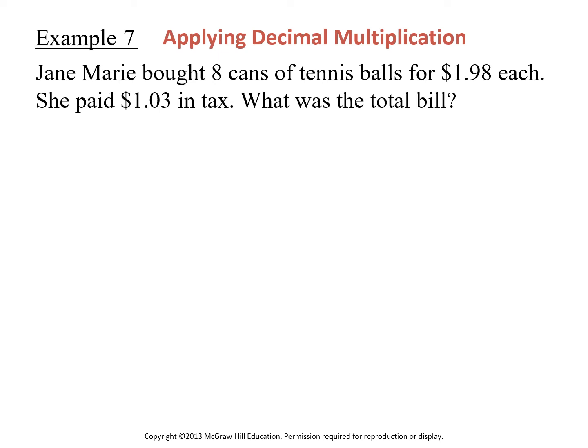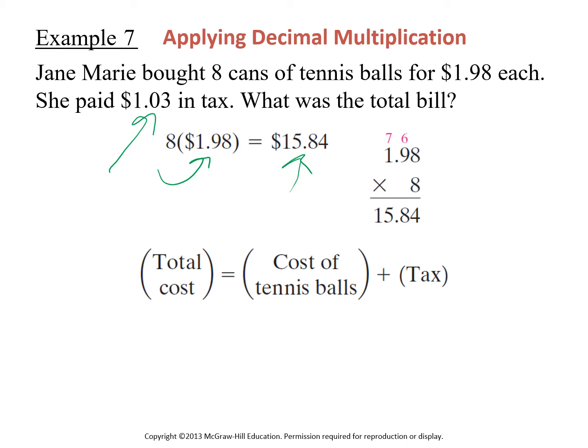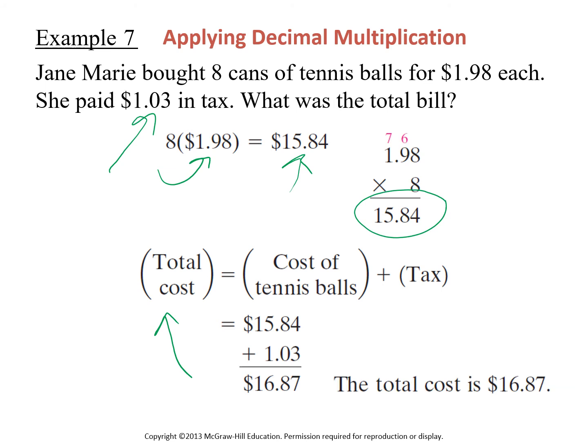So Jane Marie bought 8 cans of tennis balls, and they're $1.98 each. She paid $1.03 in tax. So if we want to know the total bill, we have our 8 cans times $1.98 a can. That's $15.84, and she has to pay $1.03 in tax on top of that. So we're going to have the total cost $15.84 plus the tax, and $16.87 is going to be our total cost.